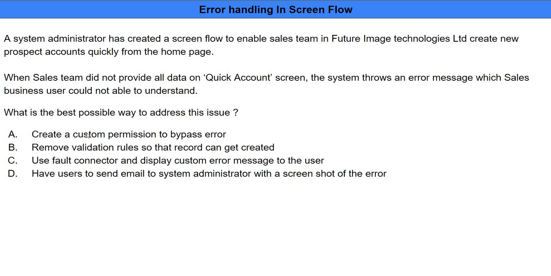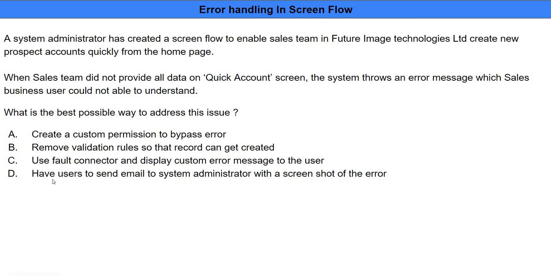Option B is just like option A. We should not remove a validation rule. This might introduce data integrity issues later if you disable validation rules. So do not attempt to disable or remove validation rules just for the sake of getting away from the error. So options A and B are both incorrect.